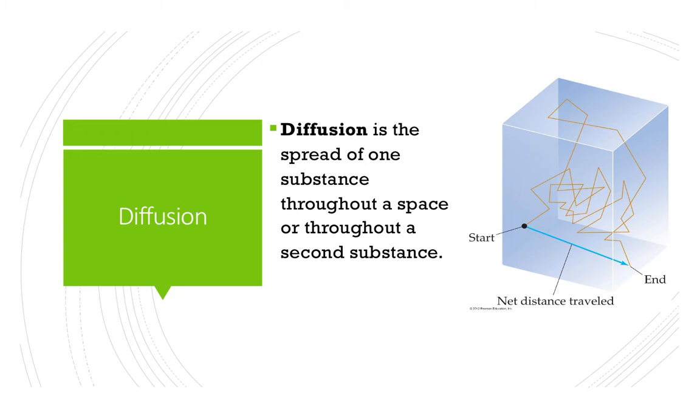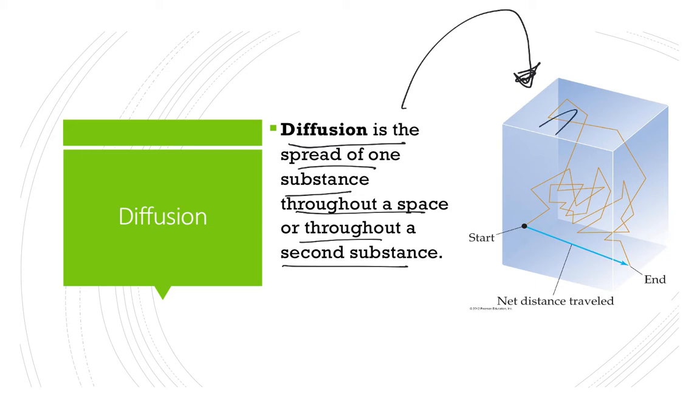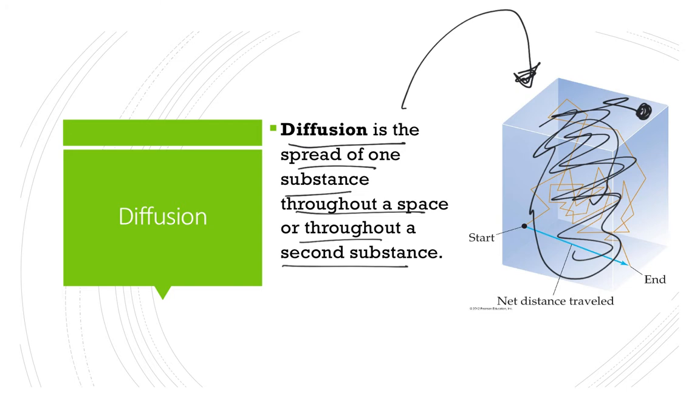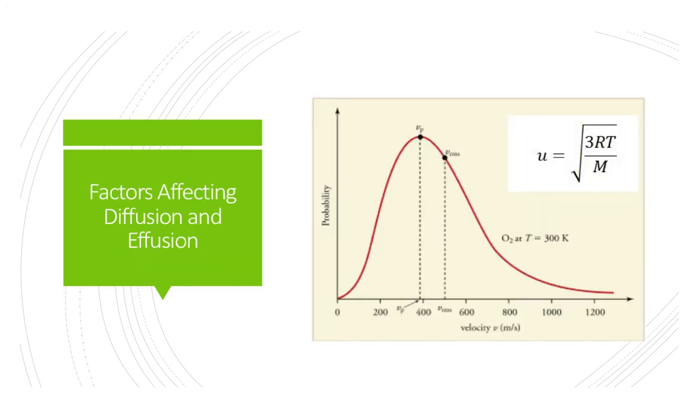Diffusion is a similar process, but it's on a larger scale in 3 dimensions. So rather than just going through a single hole in one direction, diffusion is the spread of one substance throughout a space or throughout a second substance. So here it is. You have particles. They start moving and spreading through an entire container. Maybe you started with them all in one spot, and again, they spread through the entire container. That is diffusion. All right.